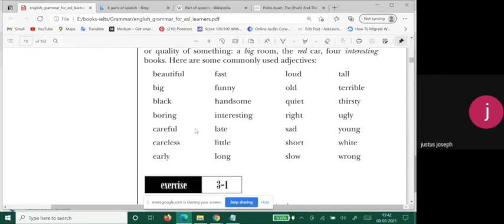White chocolate. Okay. The white turban. The whiteboard. Now, when you say the whiteboard, it is a noun, a compound noun also.